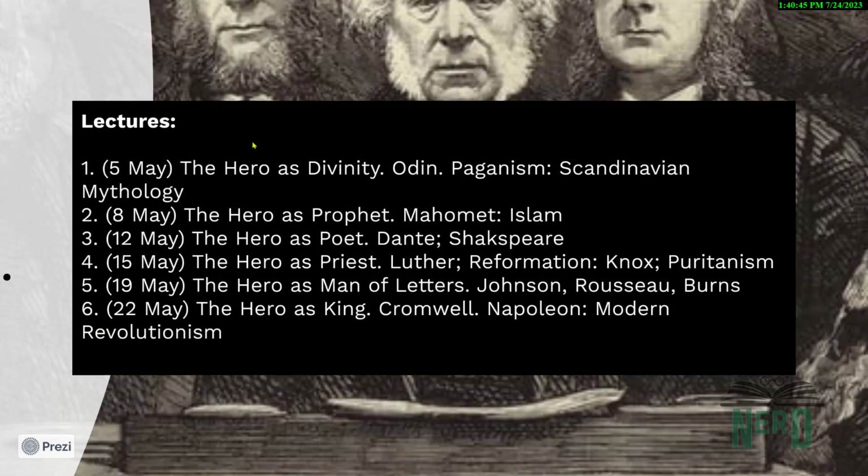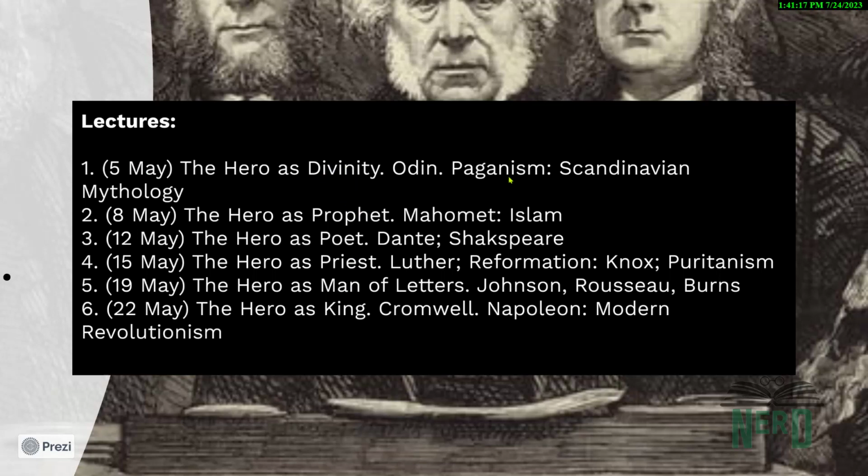So we have 6 lectures. One is about the hero as a prophet, Muhammad, Islam. Then we talk about Dante and Shakespeare, and that question they ask usually. And the hero as priest, Luther, Reformation, Knox, and the hero as man of letters, Johnson, Rousseau, and Burns. And the hero as king, Cromwell, Napoleon, modern. Simple: prophet, poet, priest, man of letters, and kings. Remember, and we forgot about that, divinity, right?